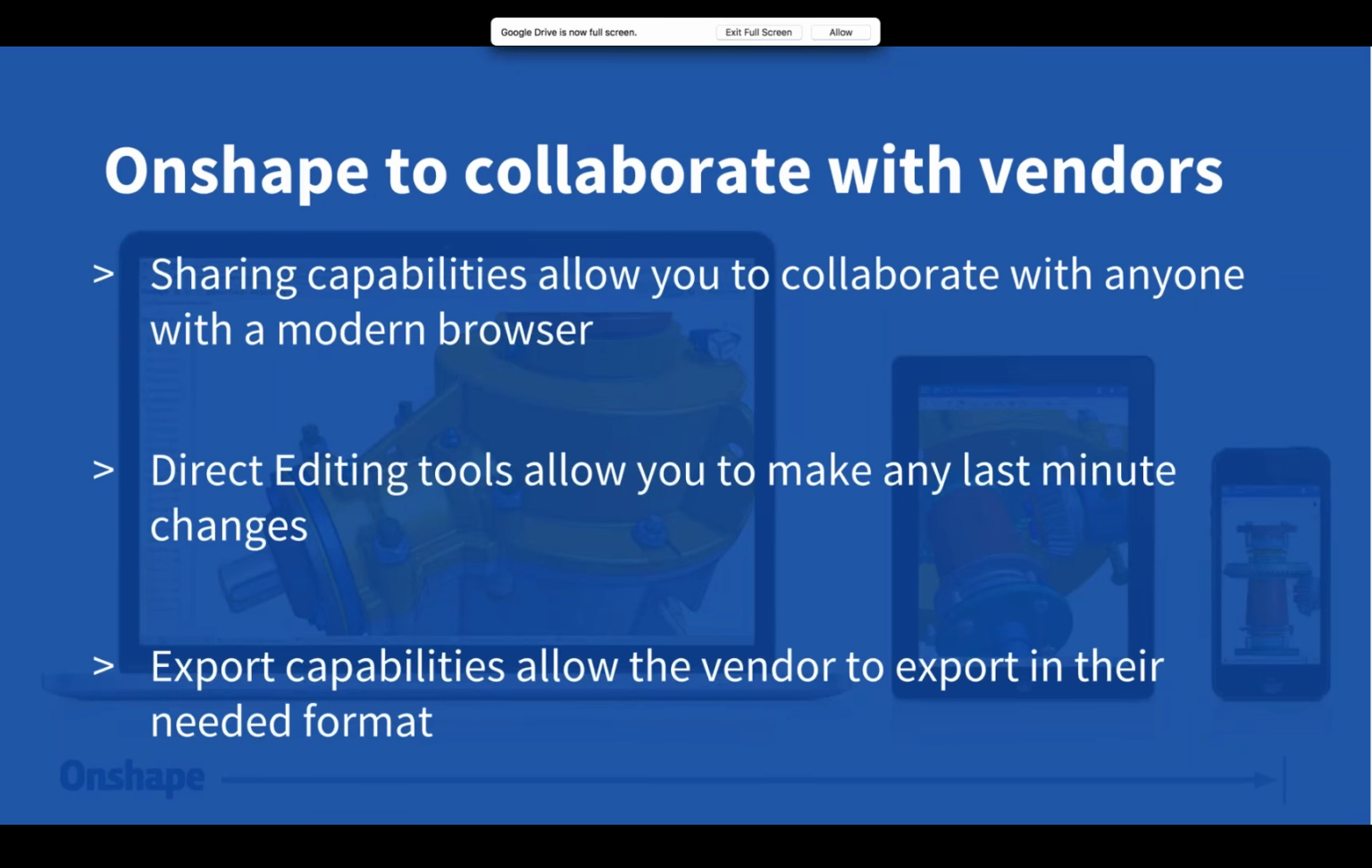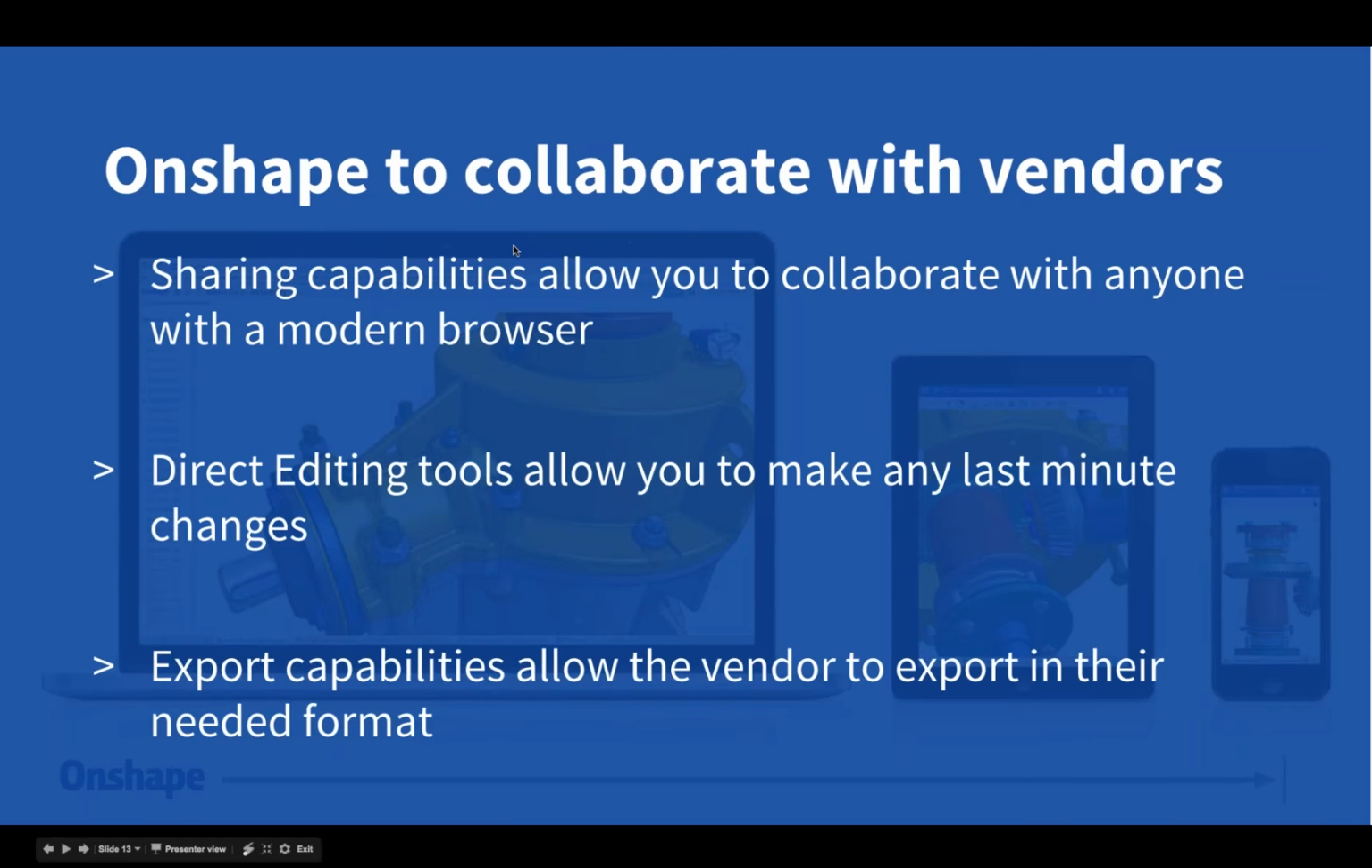And the last thing I want to mention is export capabilities allow the vendor to export in the format that they need. Oftentimes, this is done with a series of emails. Can you send me it in this format? And then you send it to them, and they say, no, I need it in this format. So oftentimes, it's this back and forth to get the right format. If I've shared with my vendor, they can export to whatever format they need and anytime they need it. So it's a great way for working with those vendors.